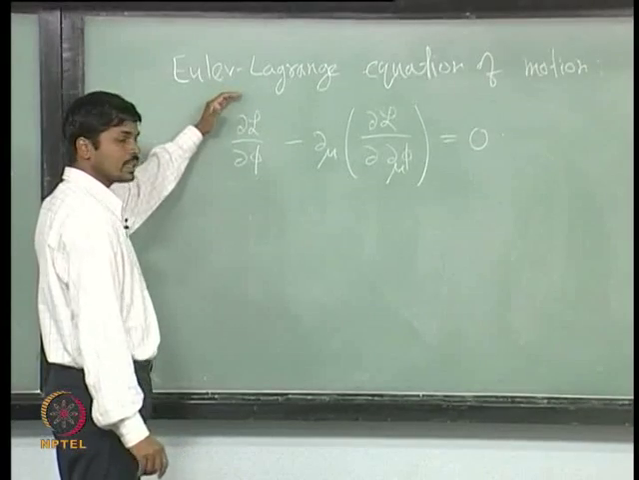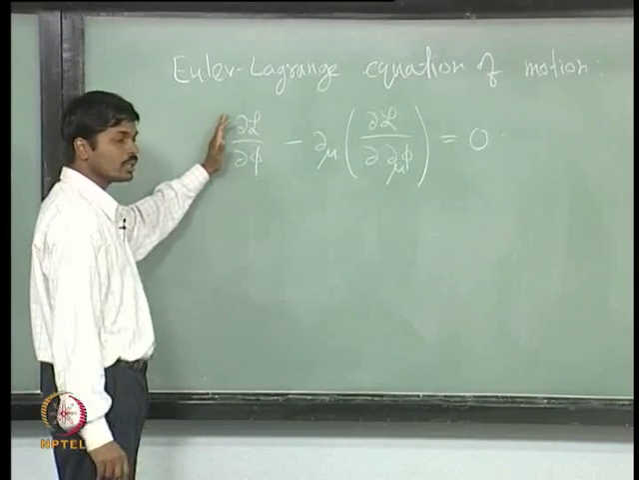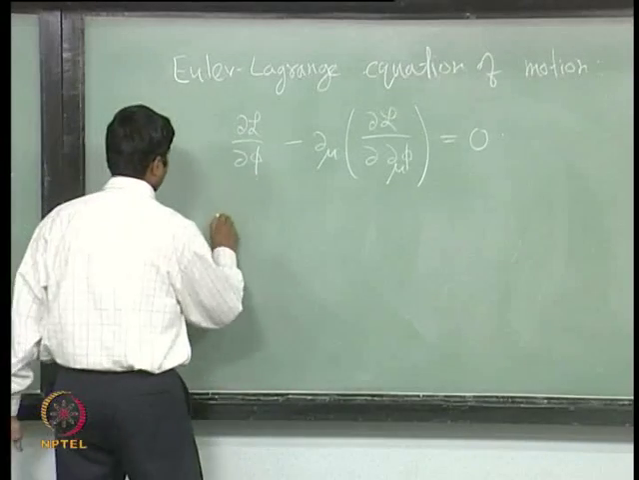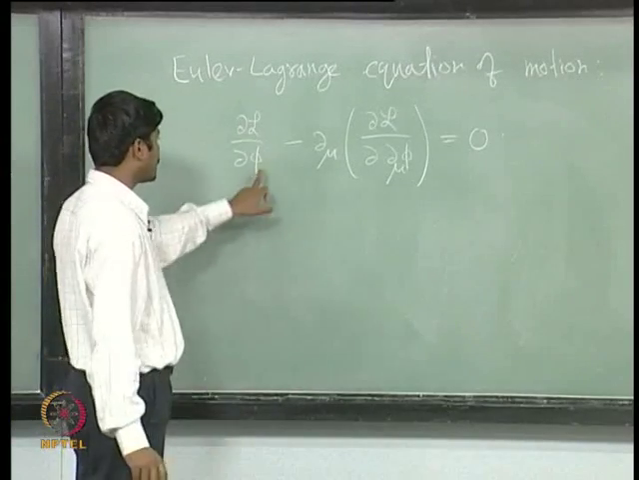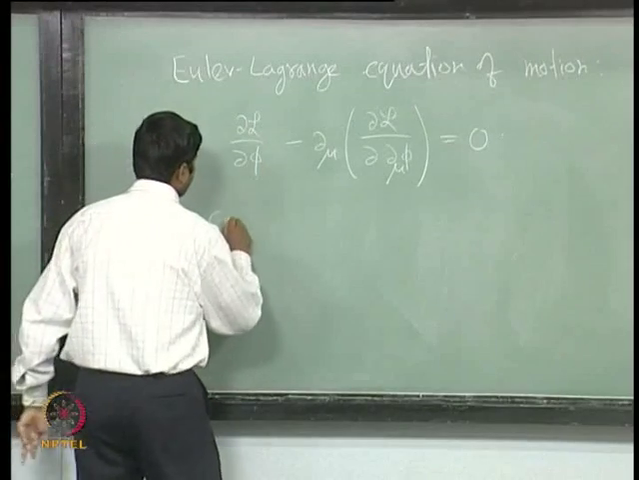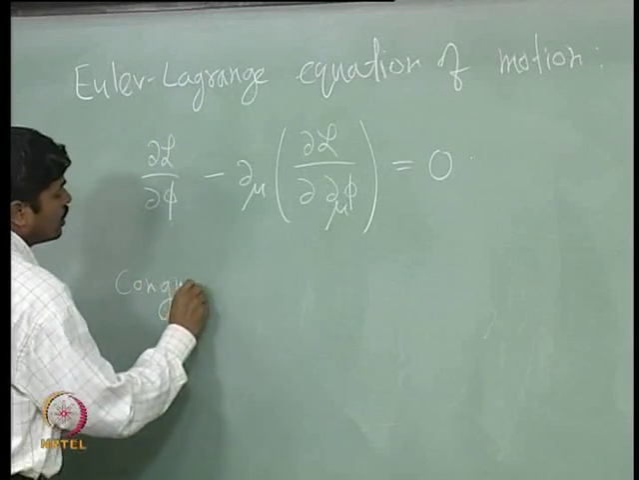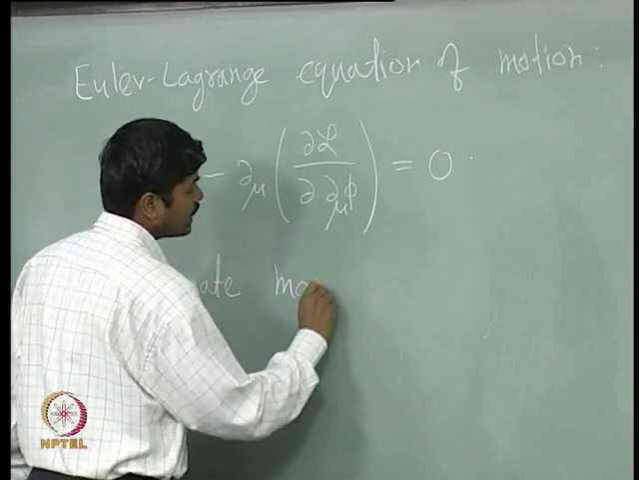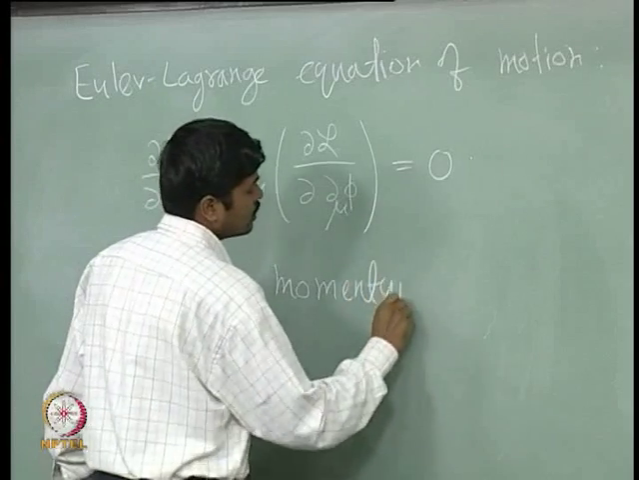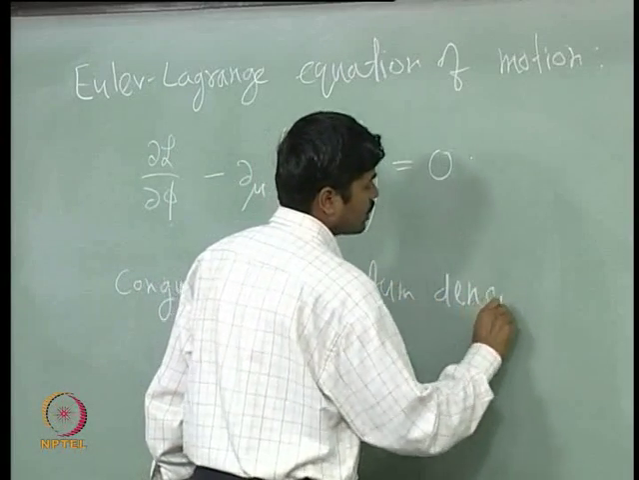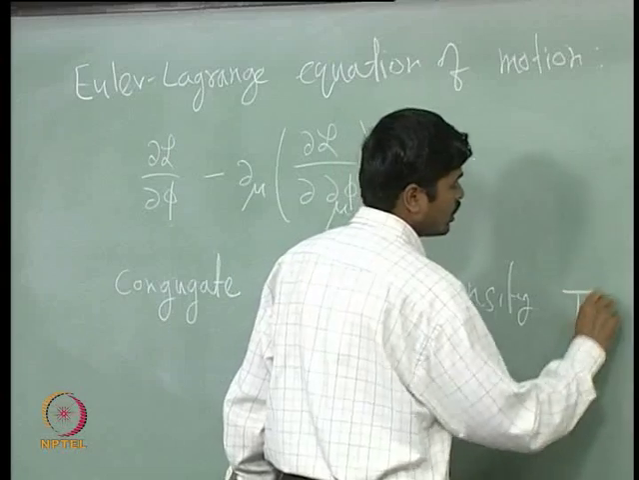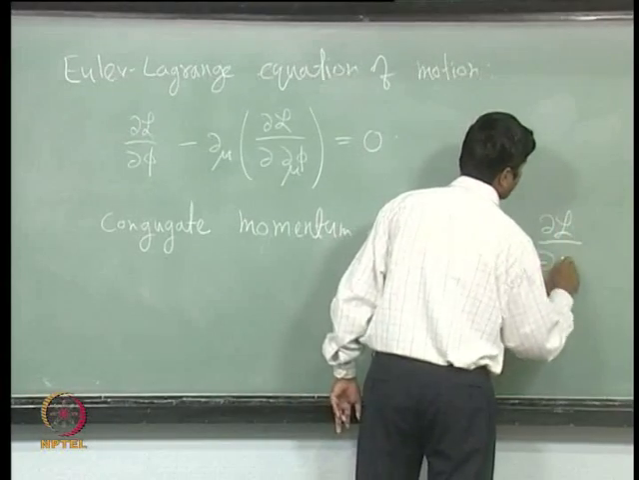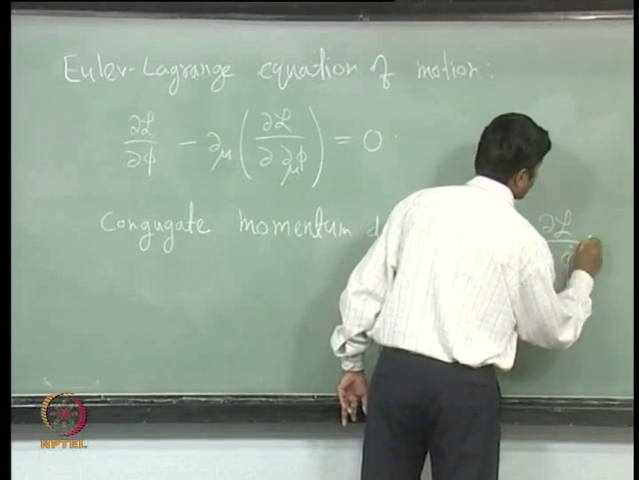We will do exactly the same way, and hence we need to introduce the conjugate momentum corresponding to the field phi. So, the conjugate in this case is the momentum density. Conjugate momentum density: pi of x equals del L over del of phi dot.